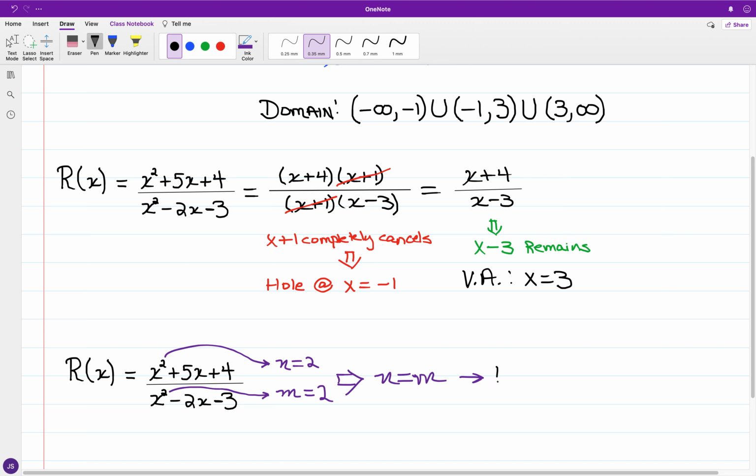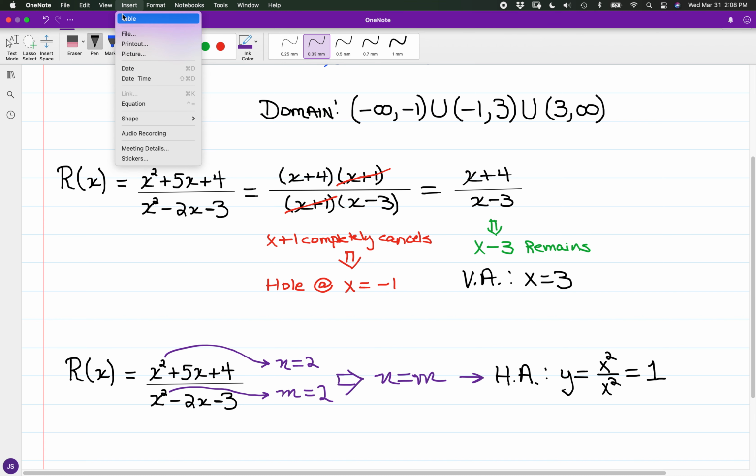Now if n happened to be less than m, your horizontal asymptote would be y is equal to 0, which will be the x-axis. But now with the degrees equal, the horizontal asymptote is going to be y equal to a non-negligible constant, which will come from taking the ratio of the highest order terms from the numerator and denominator. So here we have x squared from the top and bottom parts, and x squared over itself reduces to 1. So we have a vertical asymptote at x equal to 3 and a horizontal asymptote at y is equal to 1.